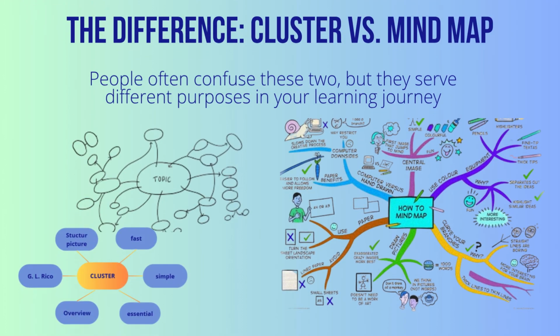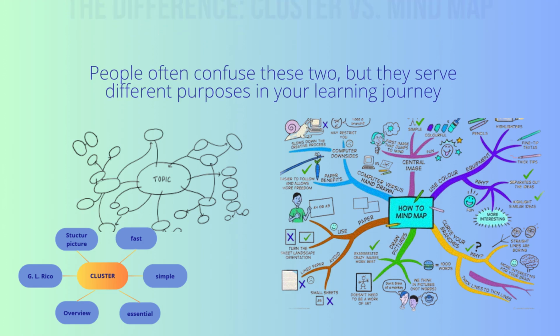People often confuse these two, but they serve different purposes in your learning journey. The cluster is for spontaneous association. It's messy, fast, and free-flowing. You start with a word in the middle and just let the ideas explode outward. There is no hierarchy. It's perfect for brainstorming or the early stages of a project. The mind map is for structured organization. It's the clean version. It has a clear hierarchy with main branches and sub-branches. It's perfect for summarizing a whole book, planning a course, or preparing for an exam.